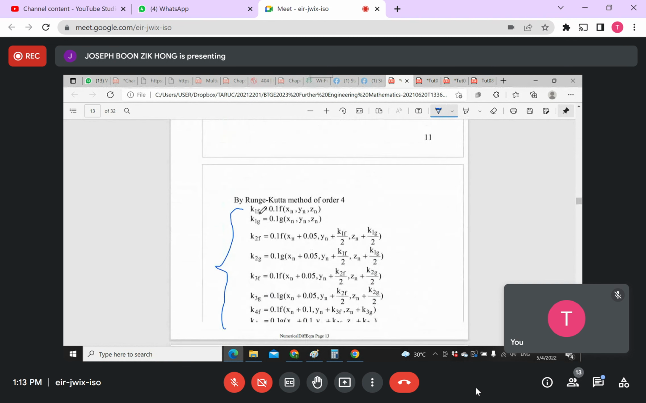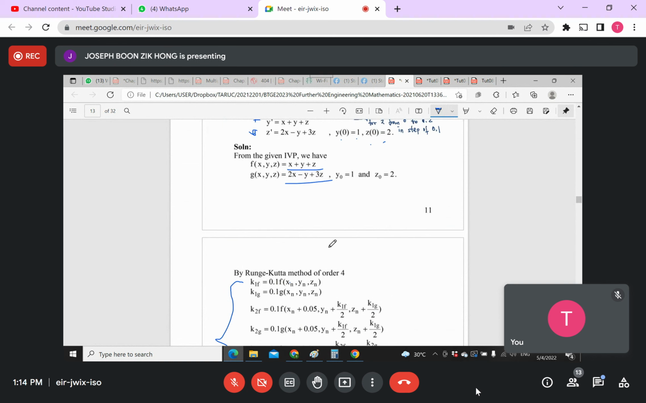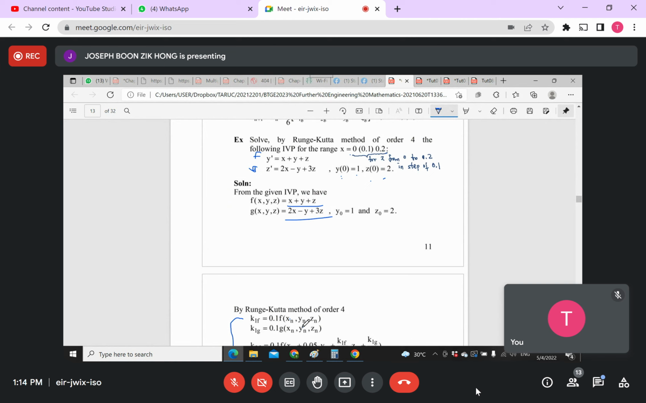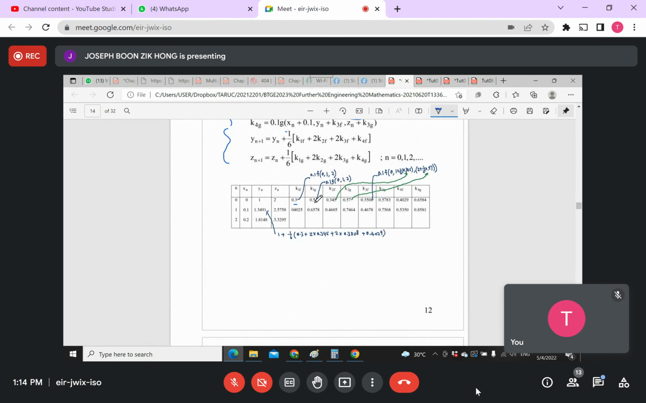So first you need to calculate the K1F. For K1F you just plug in your xn, starting with 0, and then your yn is 1, your zn is 2. So plug in everything: 0 plus 1 plus 2, so it's 3. 3 times 0.1, so your K1F will be 0.3. You keep continuing until you have done this one, then you can get the next yn. So you have a new xn. xn is always plus h. Then you can continue to calculate until you get the yn and zn for this step.